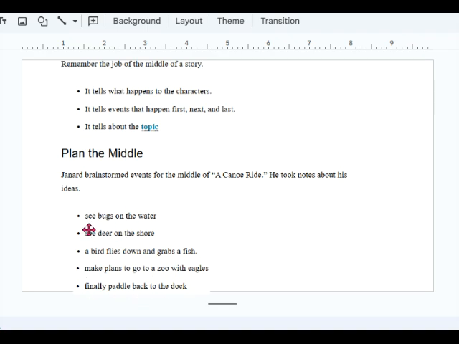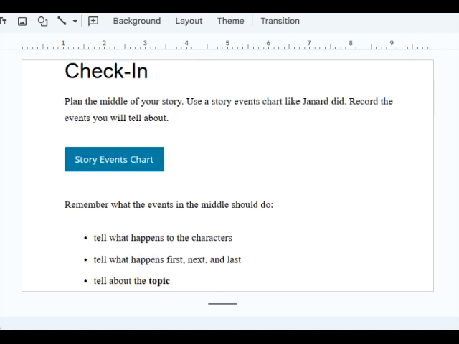He thinks maybe his characters should see bugs on the water, see deer on the shore, a bird flies down and grabs a fish, they make plans to go to a zoo with eagles, and they finally paddle back to the dock. One of those ideas is not in his story. That's part of what we do after we take our notes. We decide what fits in correctly and what's not really going to work, and we leave those parts out.